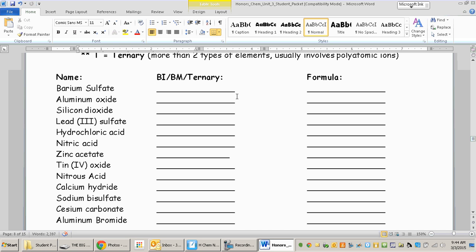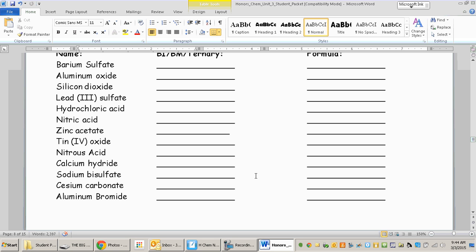So you guys work on this. I'll play you some jams and ask me questions as you go. Notice I did not put zinc 2 because zinc always has what charge? 2. Zinc always has a 2 charge. That's why I don't have to write it because that's a given.